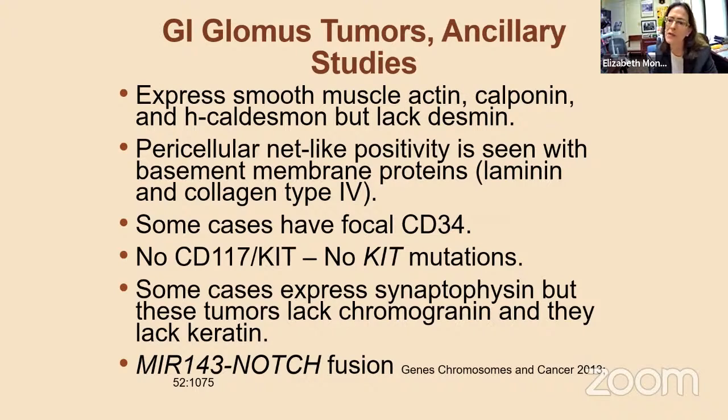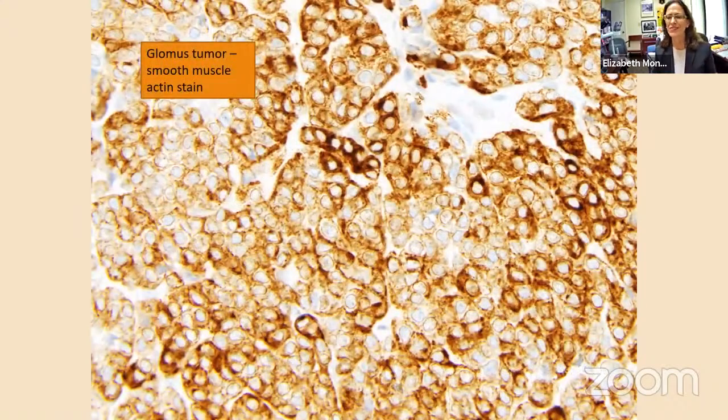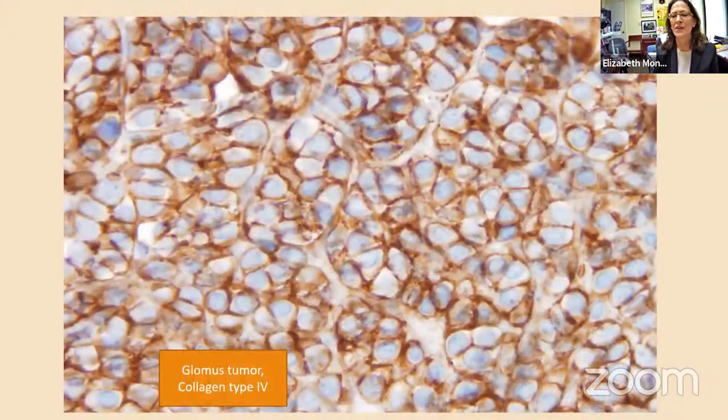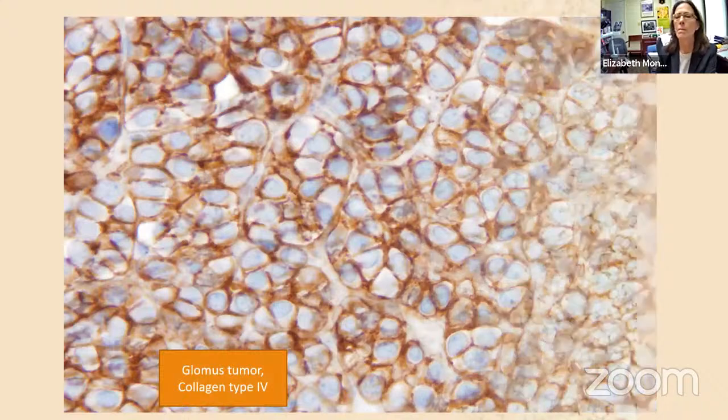The pitfall with these is that they love to express synaptophysin so that you're fooled into calling them neuroendocrine tumors, but luckily they lack chromogranin and keratin expression. So this is just smooth muscle actin in one, very, very pretty. And this is kind of for fun, but this is a collagen type 4, showing that net-like basement membrane reactivity.